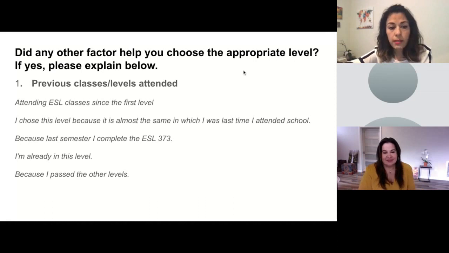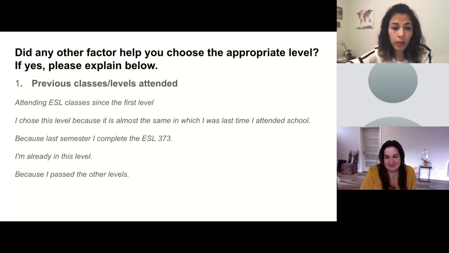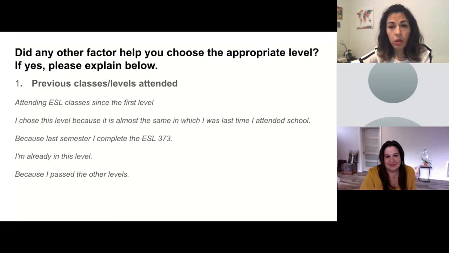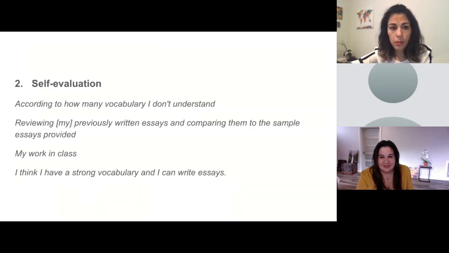So they said things like, attending ESL classes since the first level. So the guided self-placement didn't really change their mind. They just kept on with the pathway. I chose this level because it is almost the same in which I was last time I attended school. Because last semester I completed ESL 373. I'm already in this level because I passed the other levels. But only 5% of the people who took the GSP said that there was another factor involved in their decision.